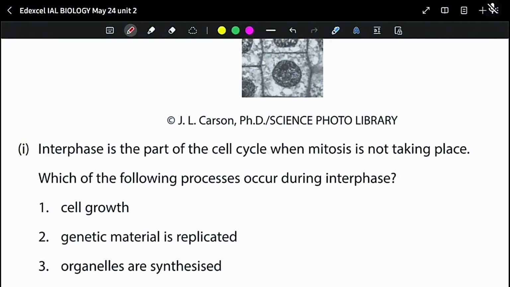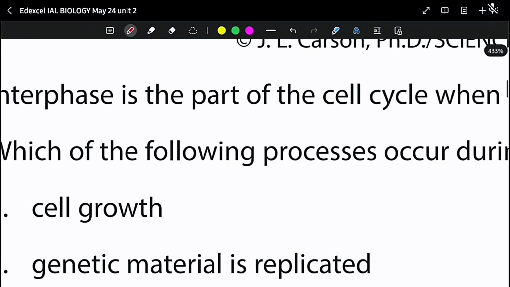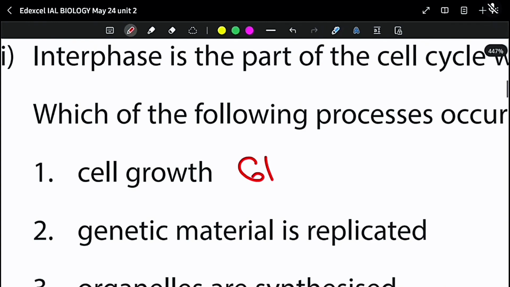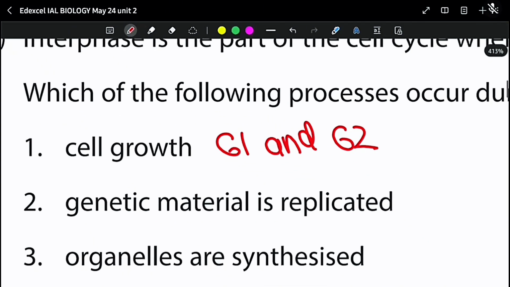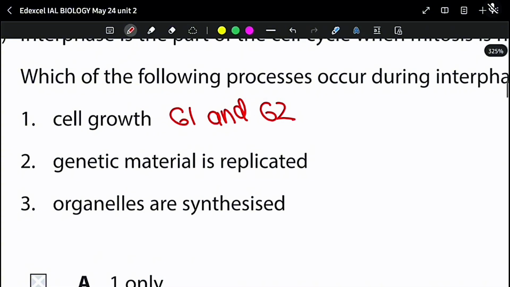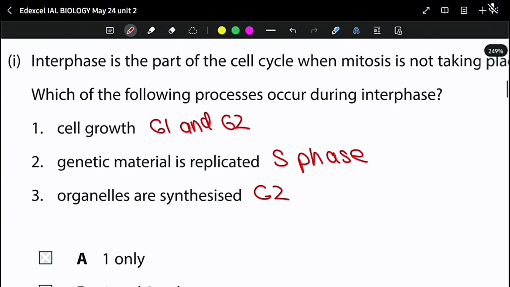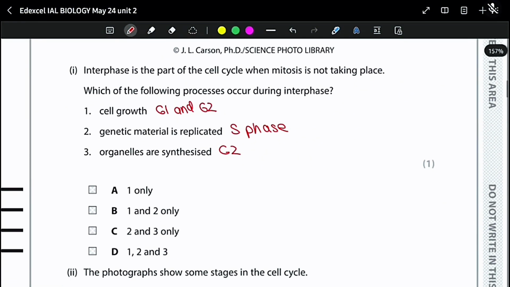And if you go into the depth, cell growth occurs in G1 and G2 phase. Genetic material is replicated in S phase. Organelles are synthesized, this one occurs in G2 phase. Okay, so the answer should be D, as I said, all three.